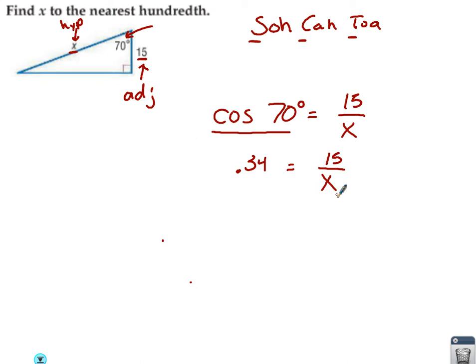Now again, I don't know why this first one on the sheet started out with the hardest ones that there are. Because how do you solve that? How do you get x by itself? X is on bottom. We don't like it when x is on bottom. How do you get rid of it? Any ideas? What would you do?